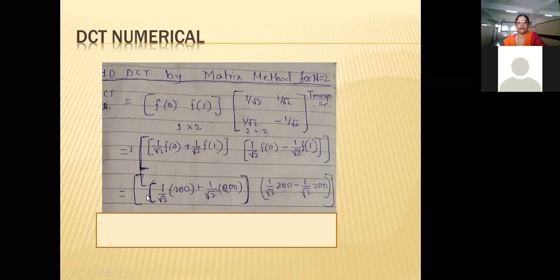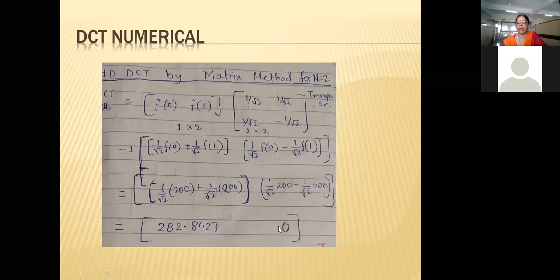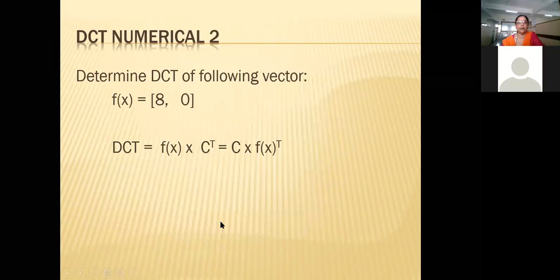So effectively, the result is 1 by root 2 into 200 plus 1 by root 2 into 200. This is your first DCT coefficient. And the second DCT coefficient is 1 by root 2 into 200 minus 1 by root 2 into 200. Okay. So the final answer is as shown here, 282.84 and 0. Okay.